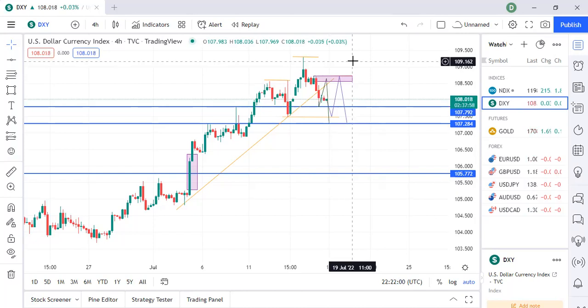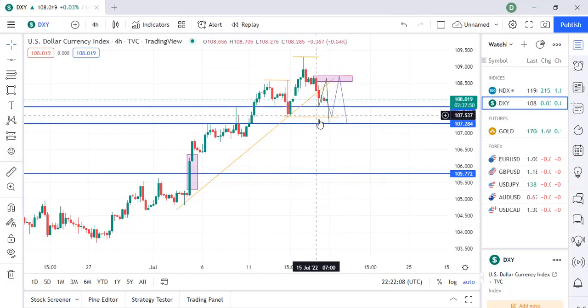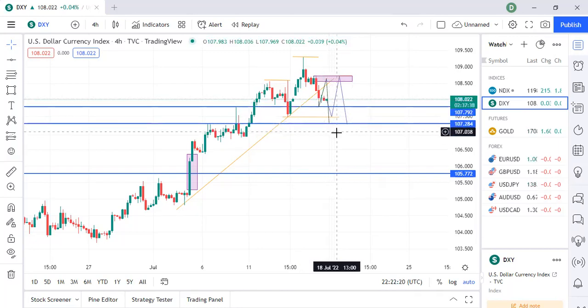So I will always wait for price to perform all that it wants to do in these regions that I have located before I make a decision. If price comes here and breaks below, then I know that price wants to go down, and I'll be looking to make a different decision on it. But for now, my bias for the week is still buy on DXY.